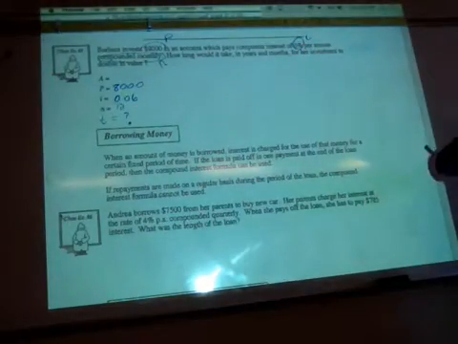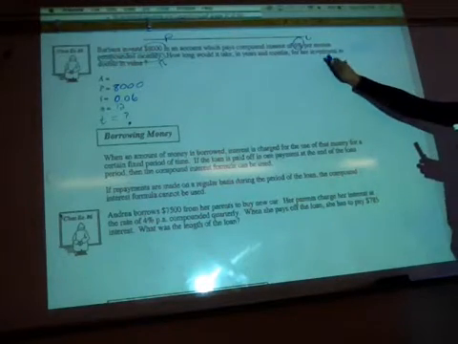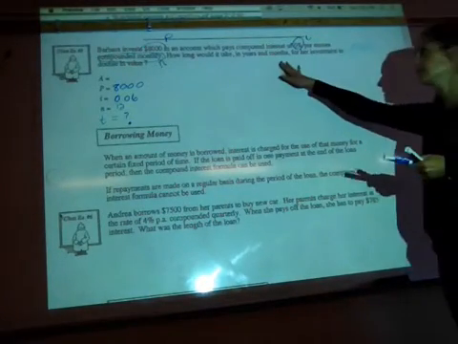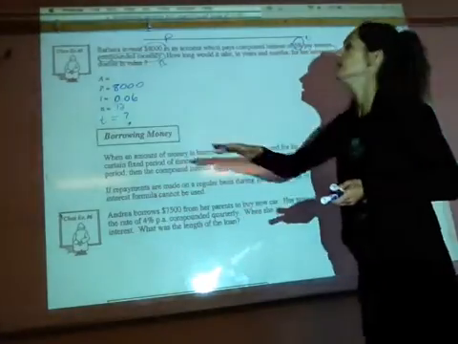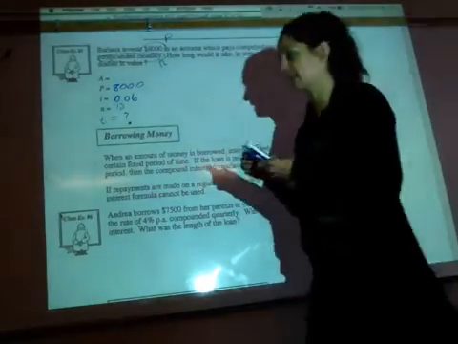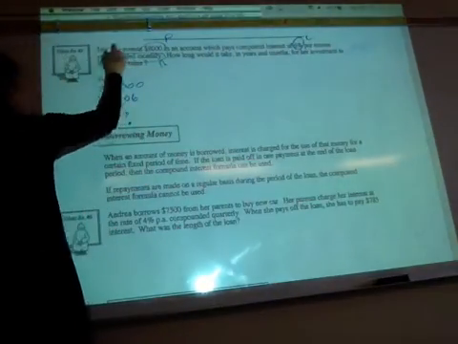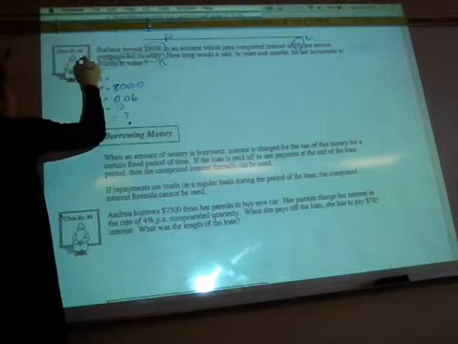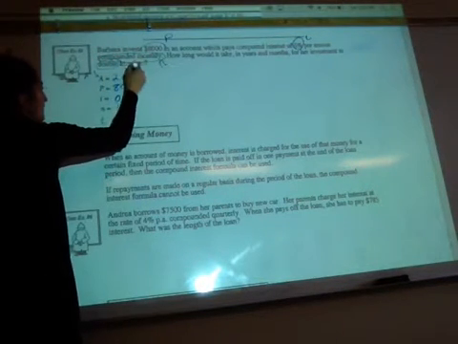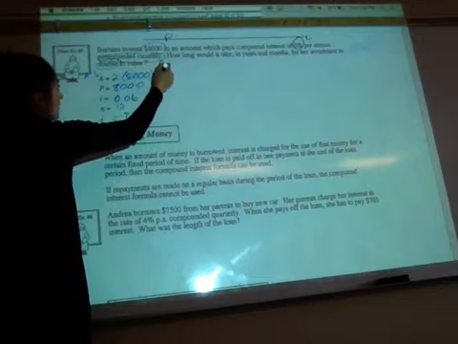Okay, how long would it take in years and months for her investment to double in value? Okay, so when it's asking you the length of time, that's our T. Okay, and they're telling us this hint that it's doubling. So that's going to help us with our amount. So we have 2 times 8,000. Or 16,000.